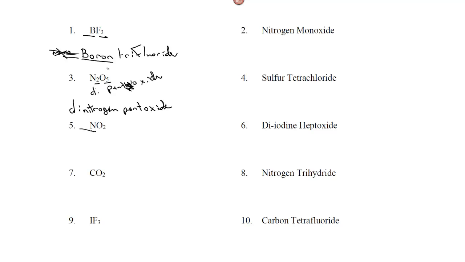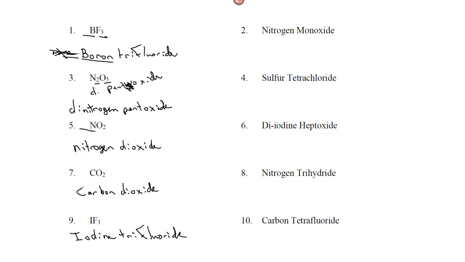So here's another one. Nitrogen, there's one of them, so I don't use the prefix mono on the first element. Nitrogen dioxide. All right, there's another one. Carbon dioxide. All right, and here's another one. Iodine trifluoride.